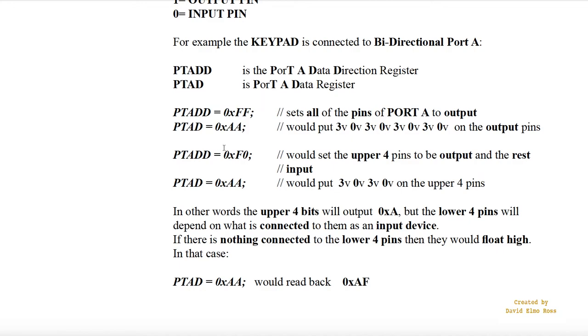However, if you say PTADD, or port A data direction, is F0, then these four are output, and if we try to write out the port A data register having AA, it's going to write out the A, which is this pattern, but it's not going to write out the other A. Now it depends on what the other four lower bits are connected to, because these are now input. So if they're connected to input devices, whatever those 4-bit input devices are, that will change this digit. But if you have it connected to nothing, all these lower 4 pins will float high if there's no physical connection. So if you write out AA, it's going to read back AF. So it remembers the A, but it does not remember the other A, because whatever is happening on the input happens on these 4 bits here.